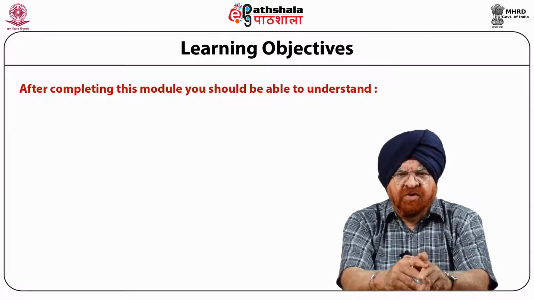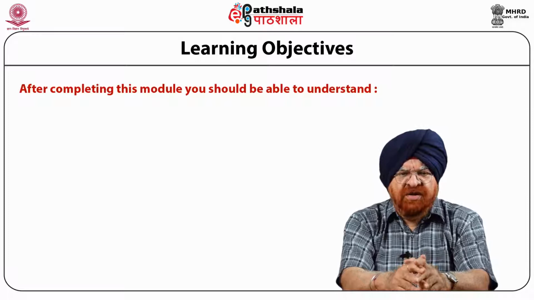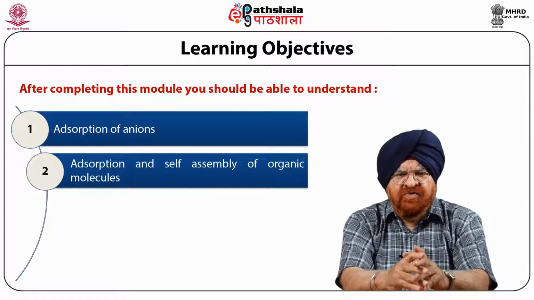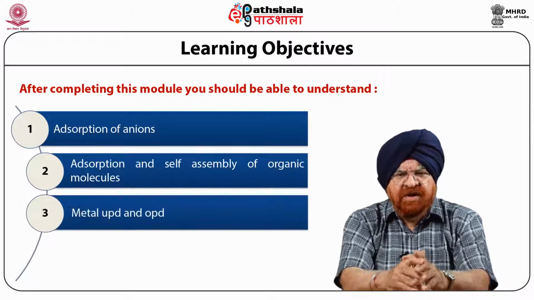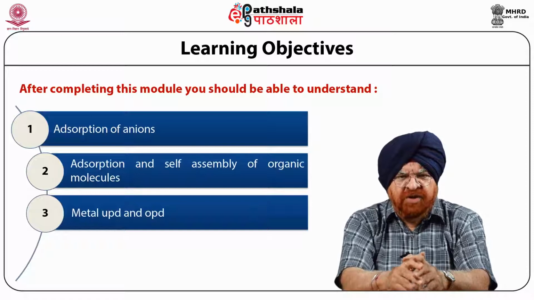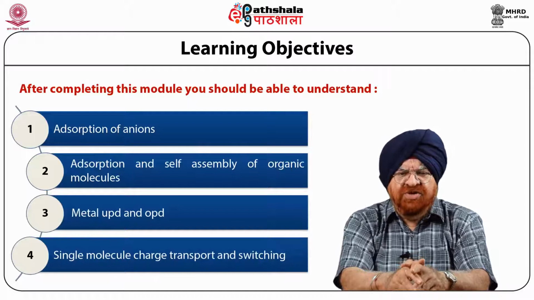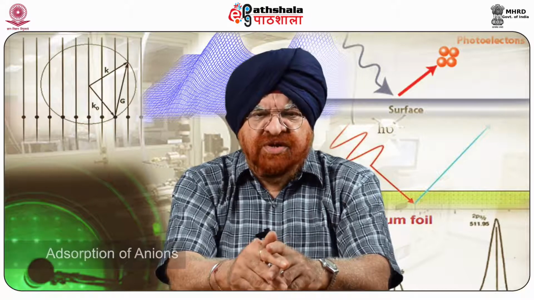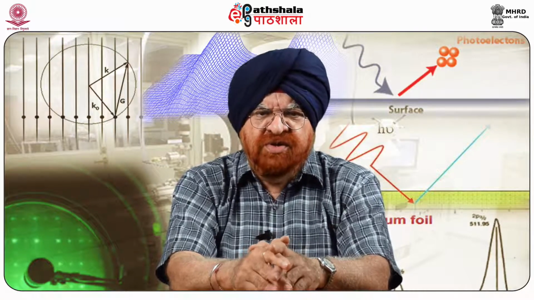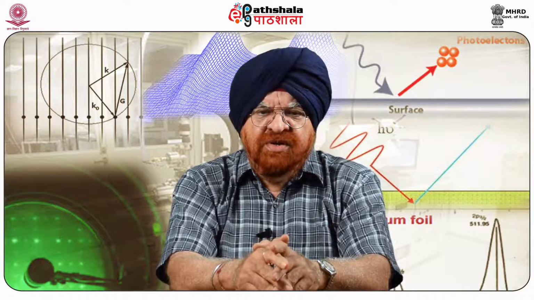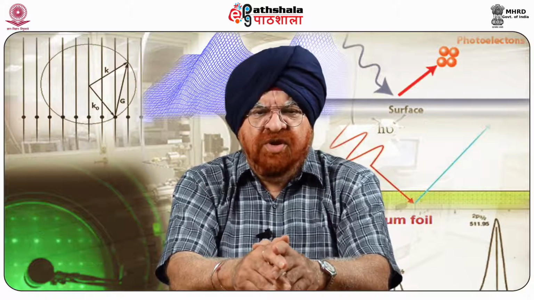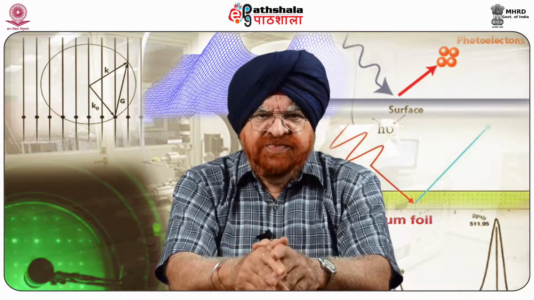After completing this module, you should be able to understand the adsorption of anions, adsorption and self-assembly of organic molecules, metal UPD and OPD, that means underpotential deposition and overpotential deposition, then single molecule charge transport and switching. Now, adsorption of anions is the first thing that comes to one's mind. The study of adsorbates is of importance for electrochemistry as many reactions proceed through intermediate adsorption stages.